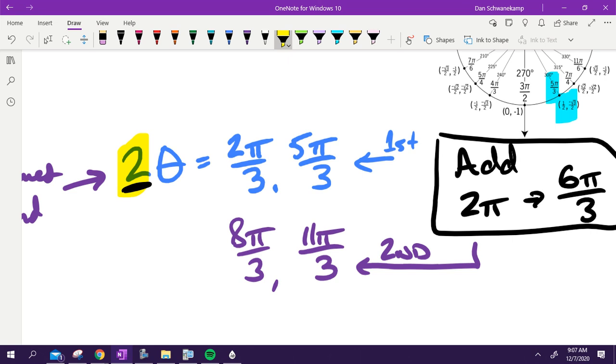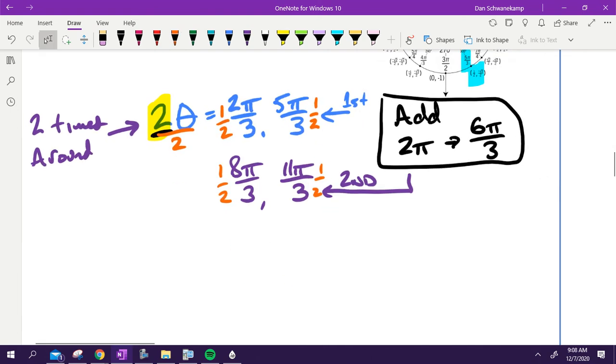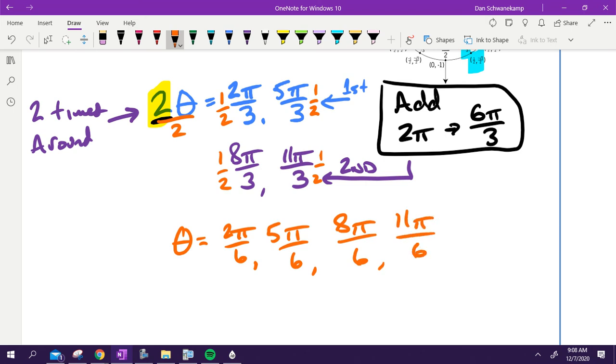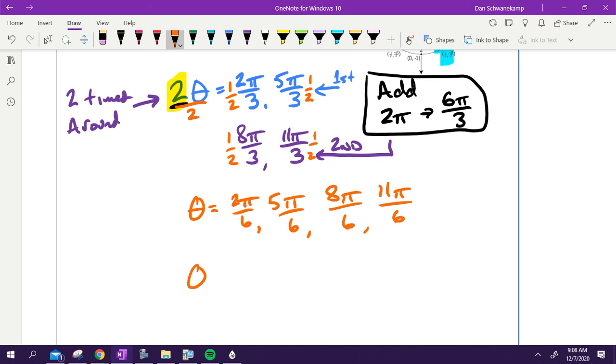I got to get rid of the 2. The 2 told me I had to go twice as fast, but I still need to get rid of the 2. How do I get rid of 2? We divide by 2. If I'm dividing by 2, what can I do if I'm messing with fractions? Multiply by the reciprocal. Basically, we're just taking the denominator and multiplying it by 2. And so that tells me this. My answers are going to be 2 pi over 6, 5 pi over 6, 8 pi over 6, and 11 pi over 6.